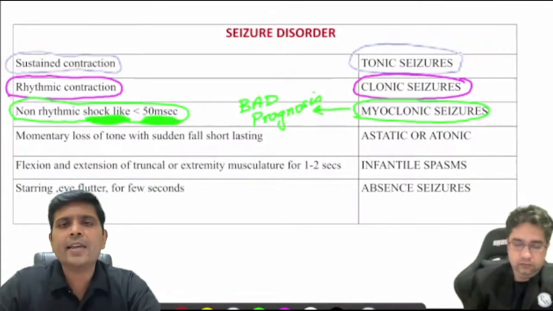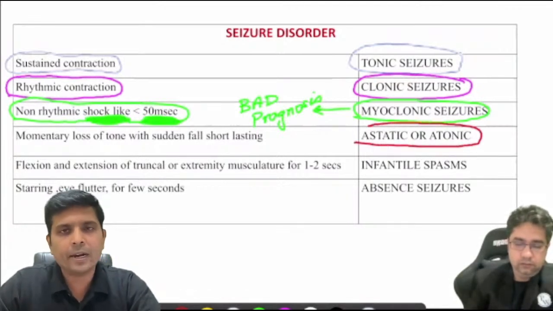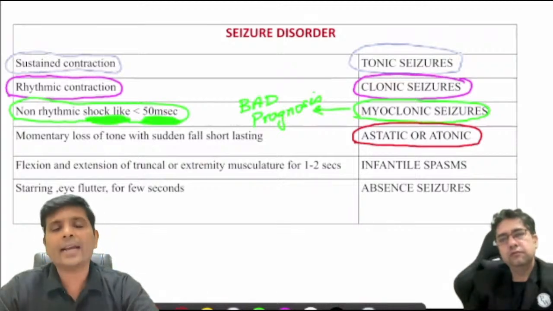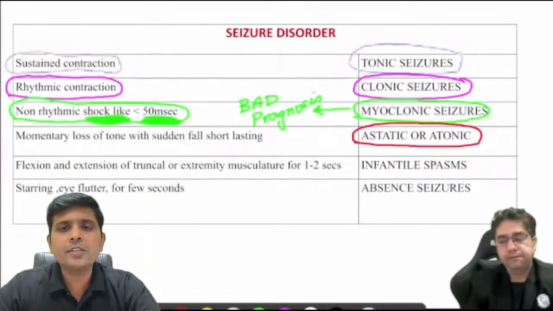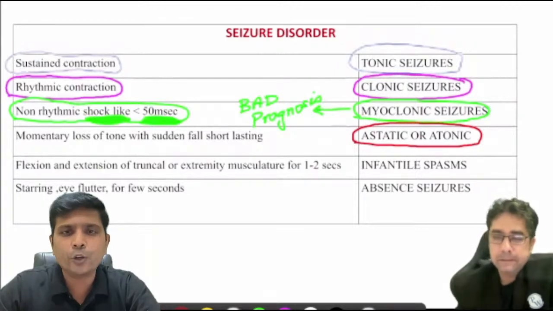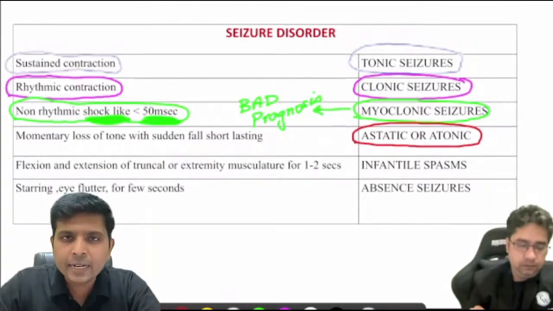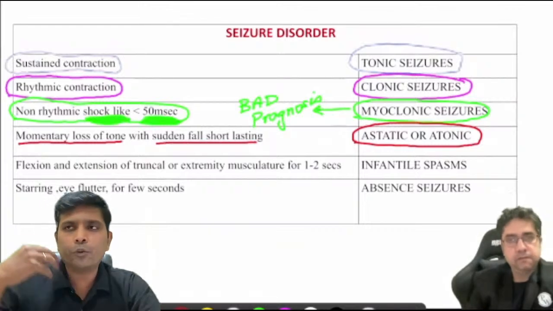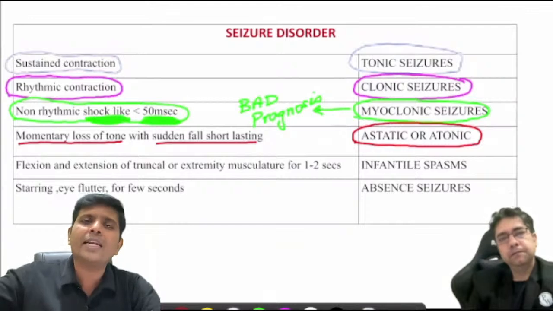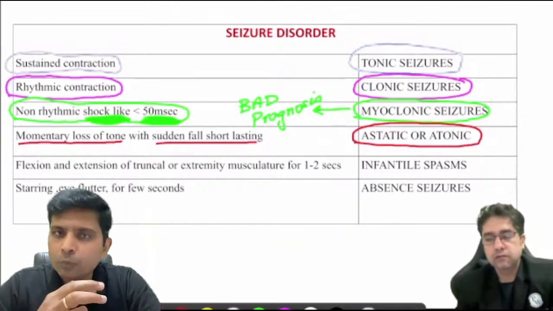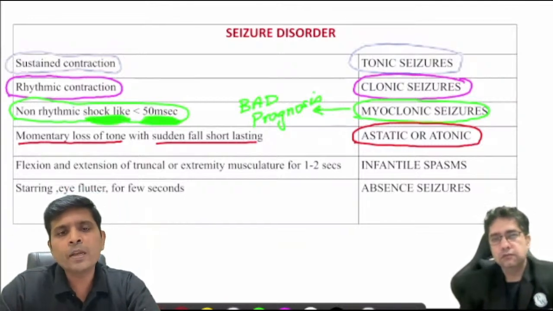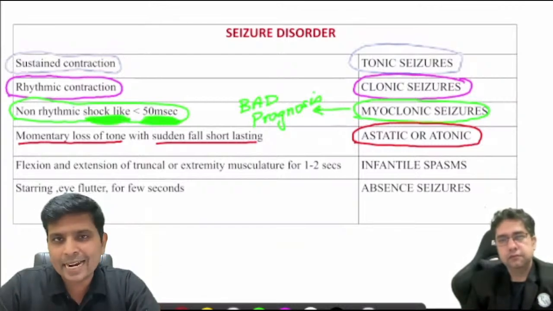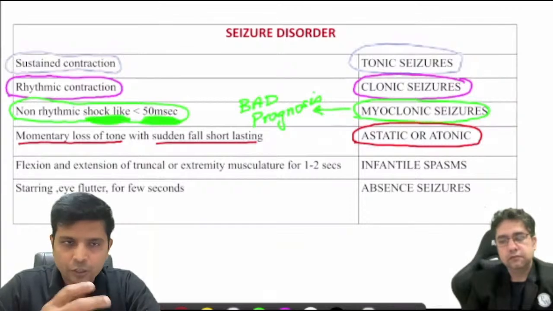See, I am speaking in front of you in a camera. Suddenly, if I drop my head momentarily and then gain my tone again, this is called astatic or atonic seizure. Momentary loss of tone with sudden fall. Your body tone suddenly falls and you will gain it back. This momentary loss of tone, which is short lasting, is called either astatic or atonic seizures.